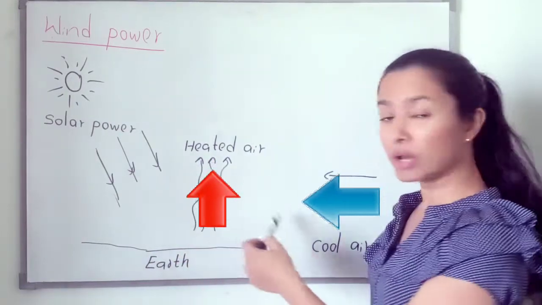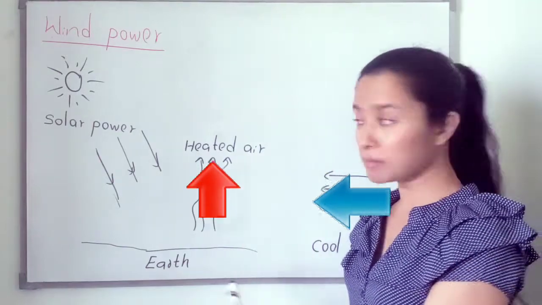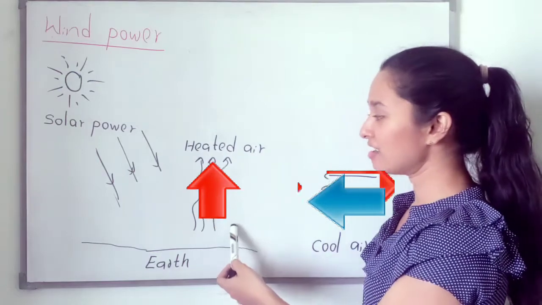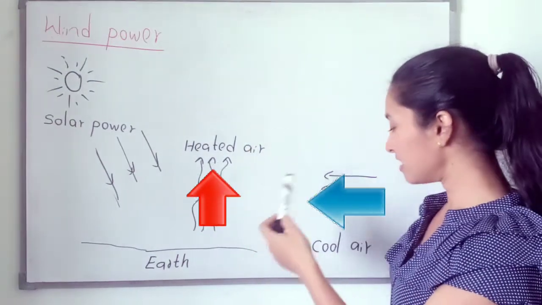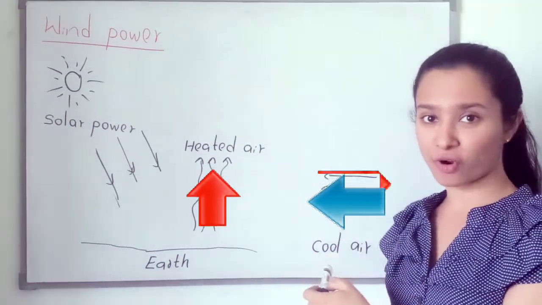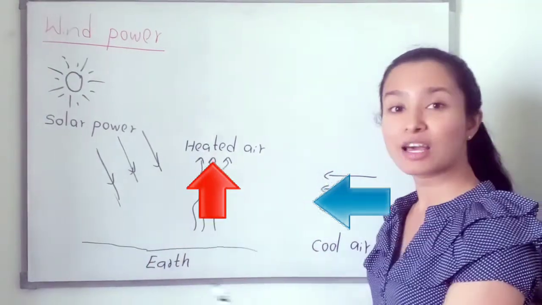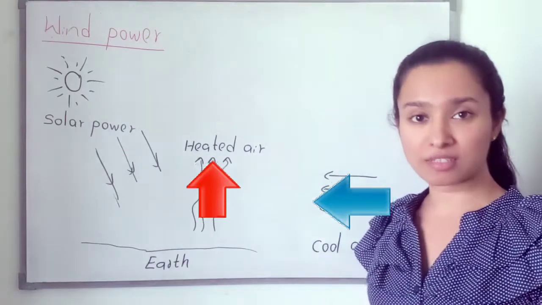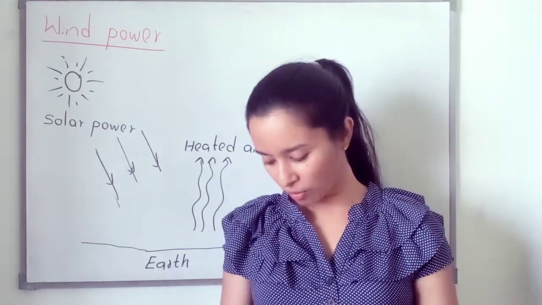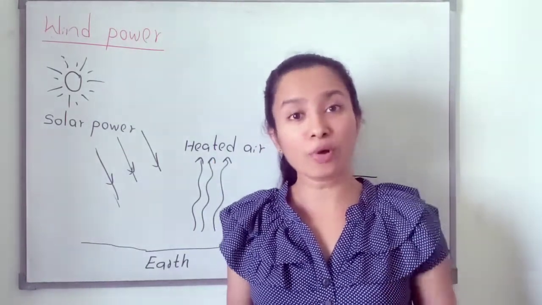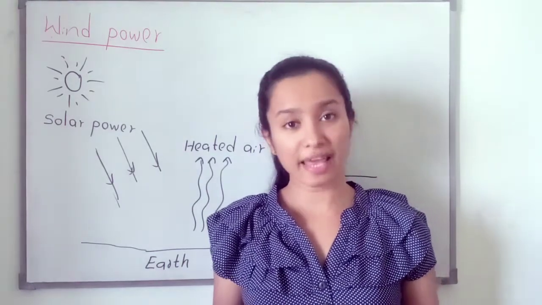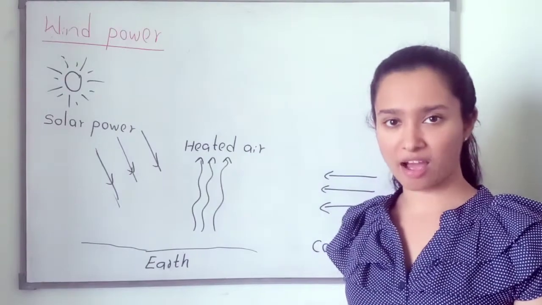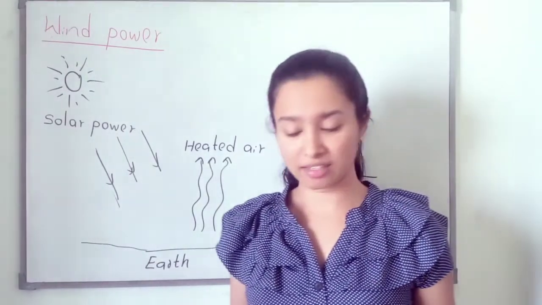Okay, so this cool air is again heated up because of solar power, and again that air rises up, and again cool air comes from the high pressure area to these low pressure areas. So continuously this process occurs. So this circulation of cool air is called wind.